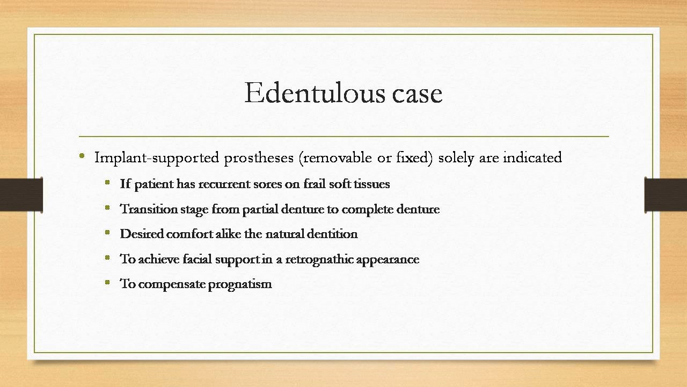Facial support plays an important role in patients with advanced alveolar bone resorption resulting in a retrognathic appearance of the maxilla. The need for compensation of a concave profile or prognathism with a prosthesis flange is decisive for a removable prosthesis rather than a fixed restoration.